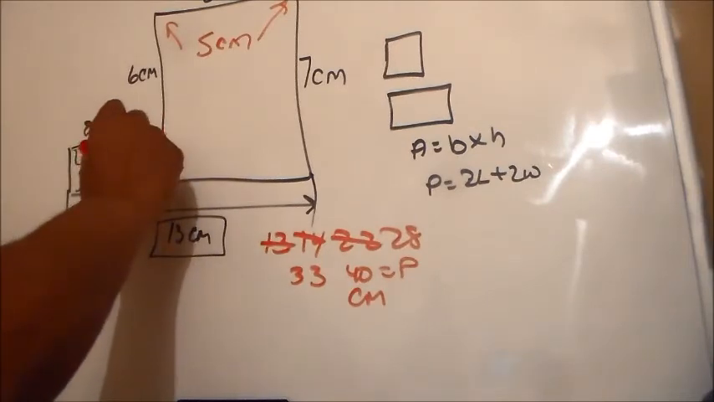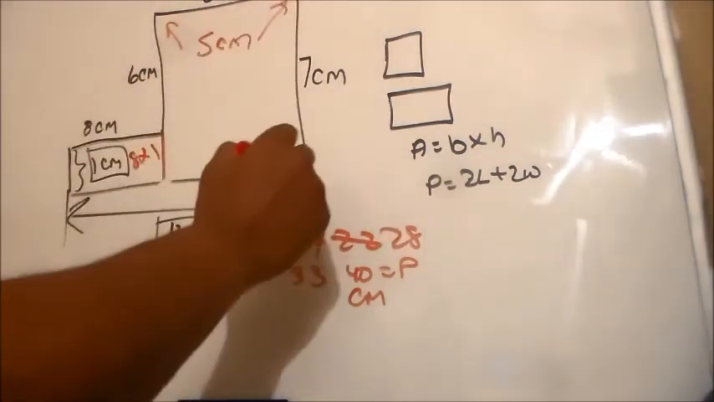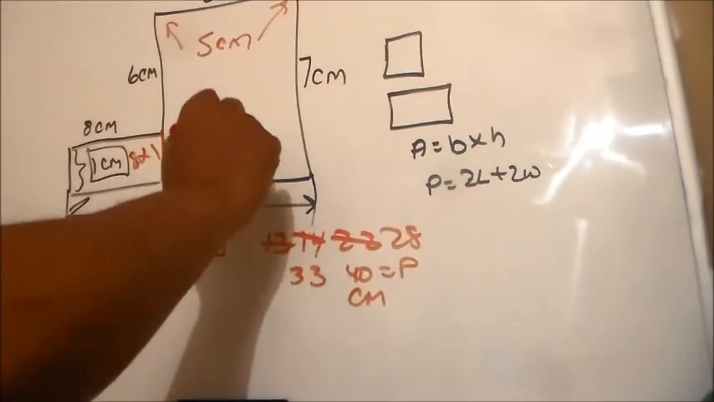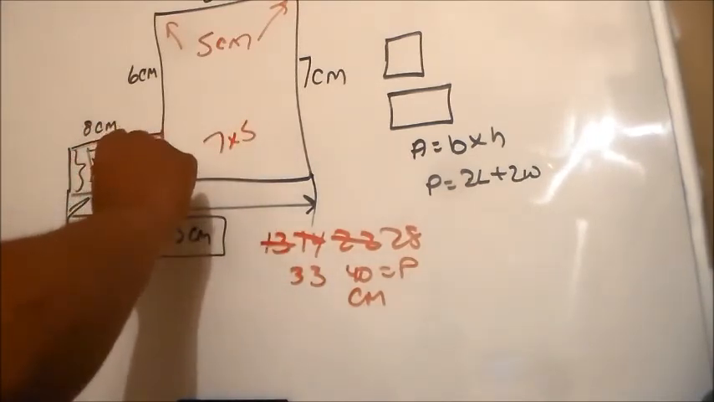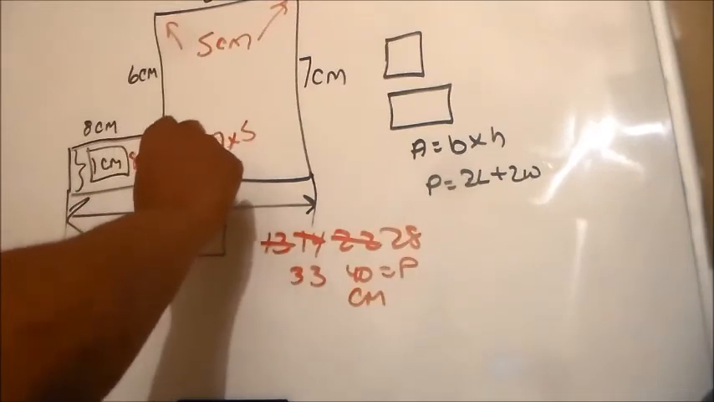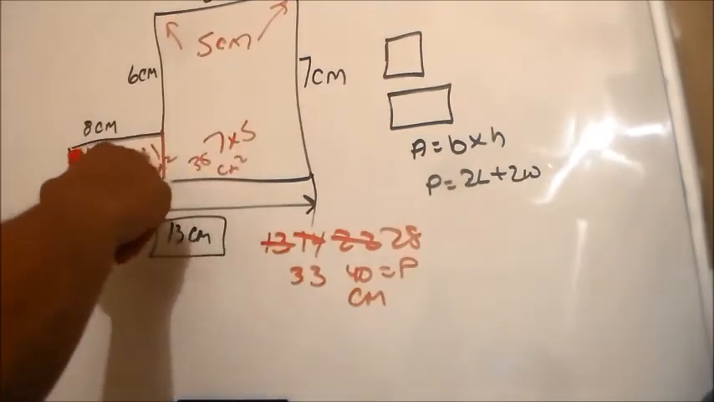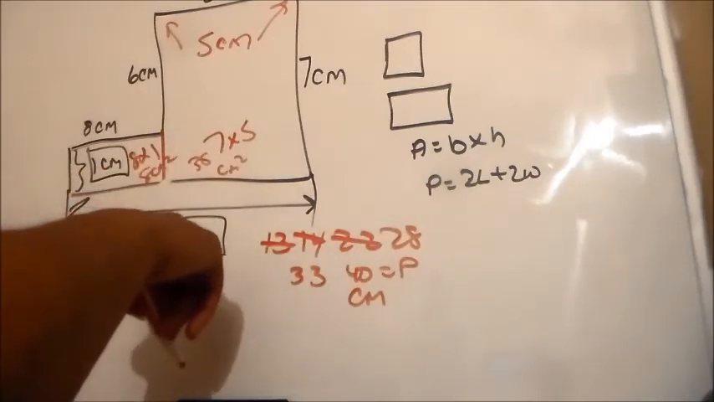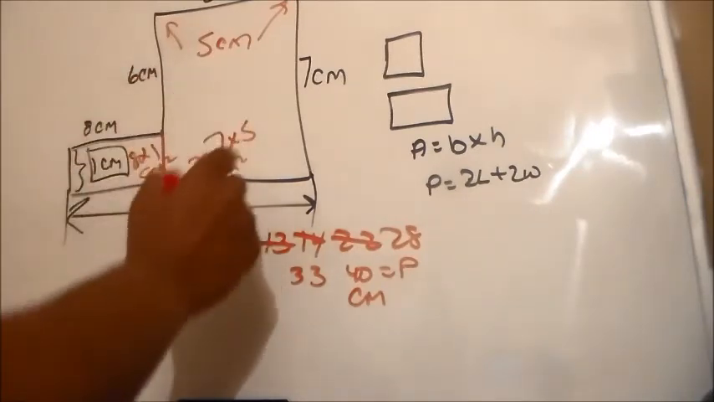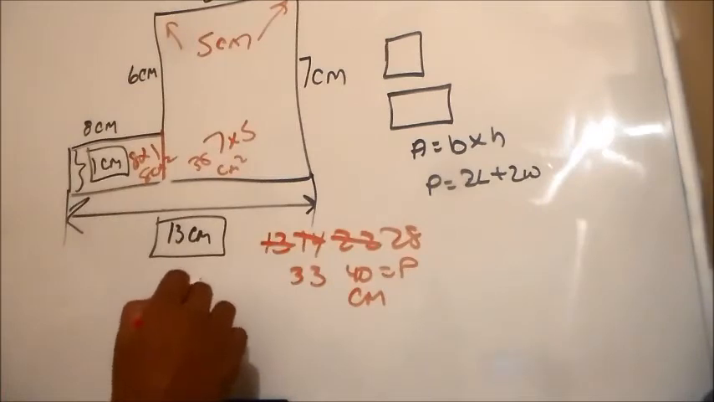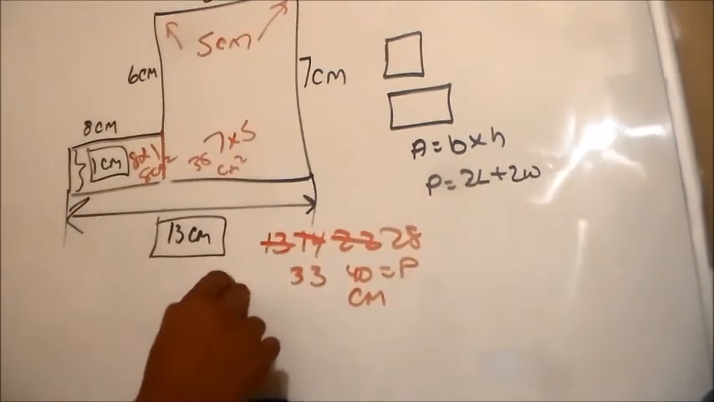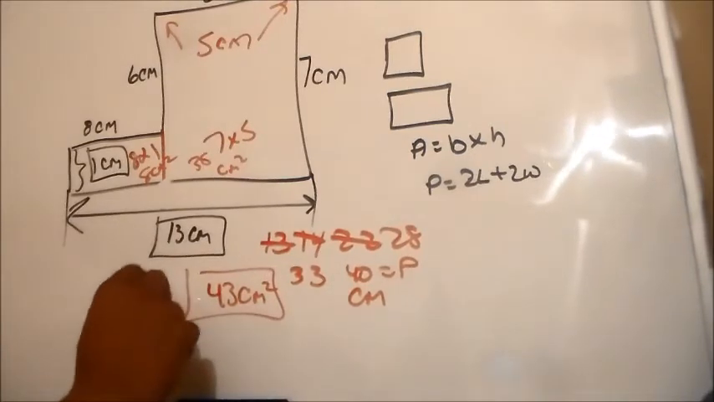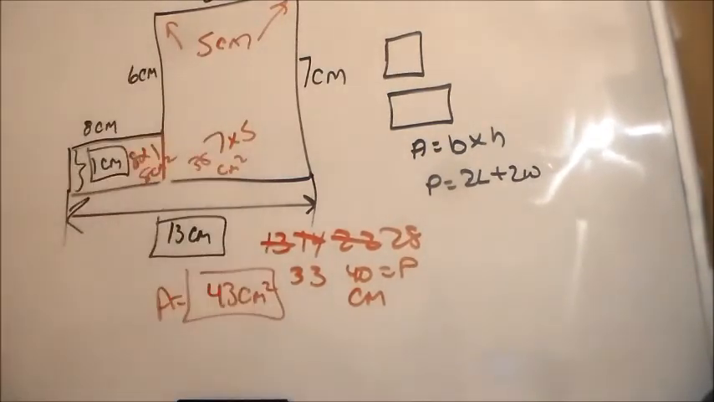And I have 8 times 1 and I have 7 times 5. 8 times 1 is 8 centimeters squared, 7 times 5 is 35 centimeters squared. 35 plus 8 is equal to 43 centimeters squared. That is the area of this irregular shape.